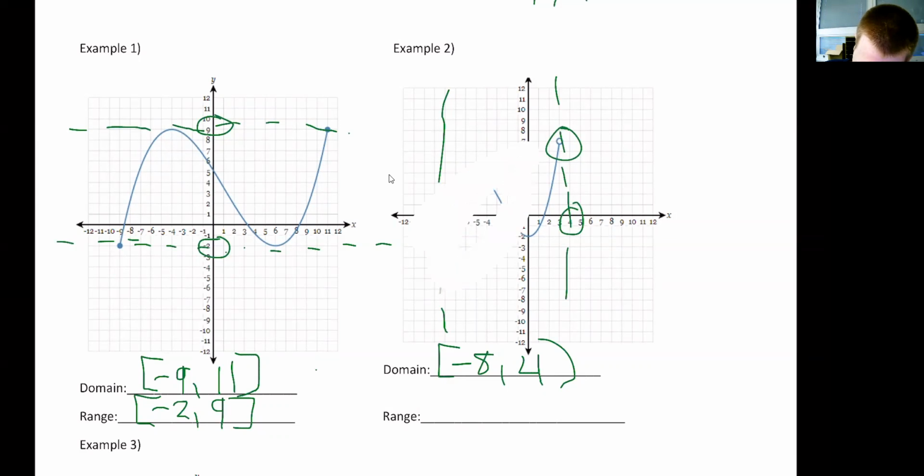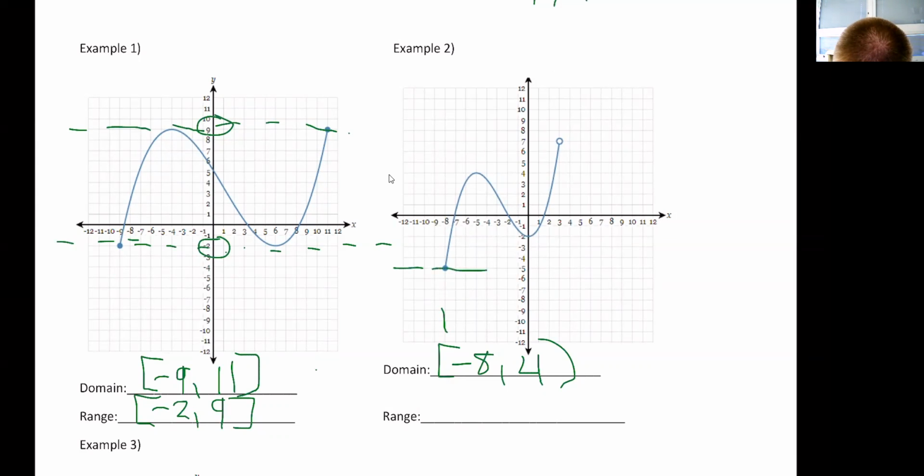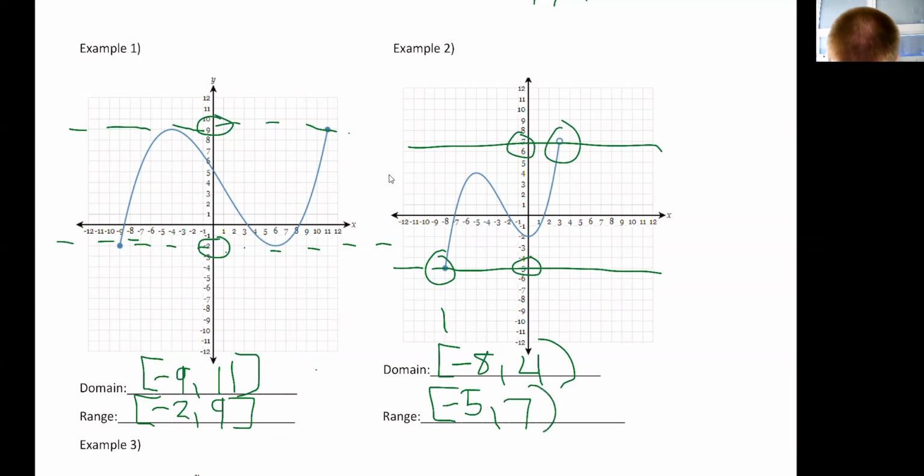And then let's look at our range. How far down does this graph go? The lowest it goes is -5. The highest it goes is 7. That -5 is included because there's a closed circle on this end. But this open circle at 7 is not included because, like I said, it's an open circle. When you eventually get to your adult math, that's what the first section is going to be, these two examples.